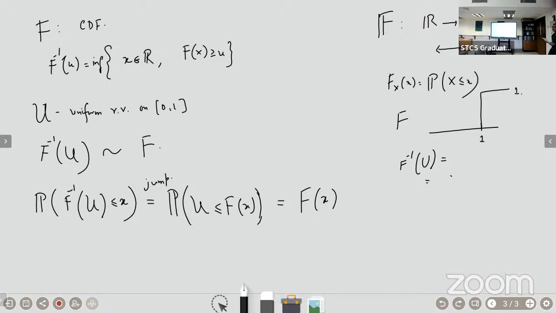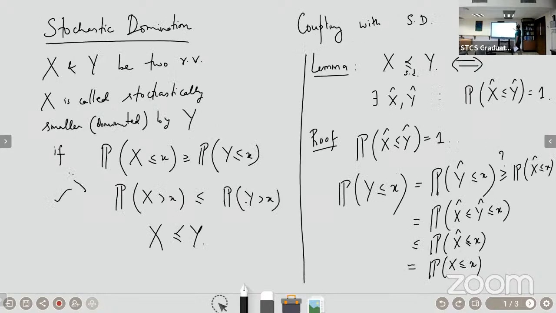So we have that X is dominated by Y. I want to show the existence of X hat, Y hat. So if F_X inverse of uniform has the same distribution as X, I can play this with F_X and F_Y. So my candidate X hat and Y hat are simply F_X inverse of U and F_Y inverse of U. These candidates are clear.